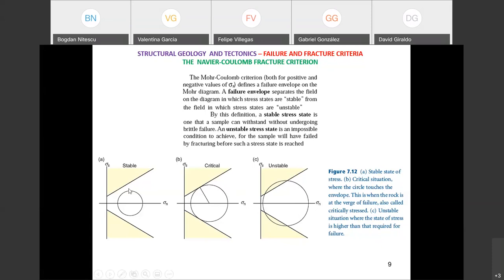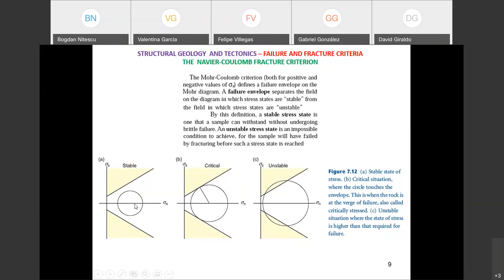This is a criterion which is empirical, that we basically know about by doing experiments, by seeing when that rock fails. It's not our invention. For certain materials, this criterion is a straight line, and then we call it the Navier-Coulomb or Mohr-Coulomb fracture criterion.